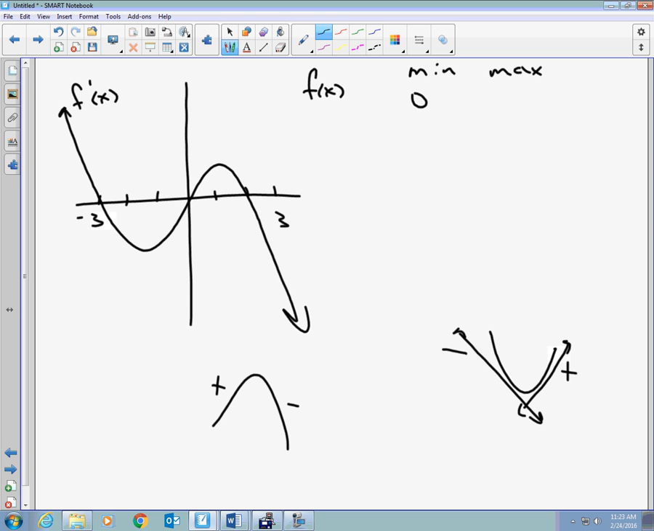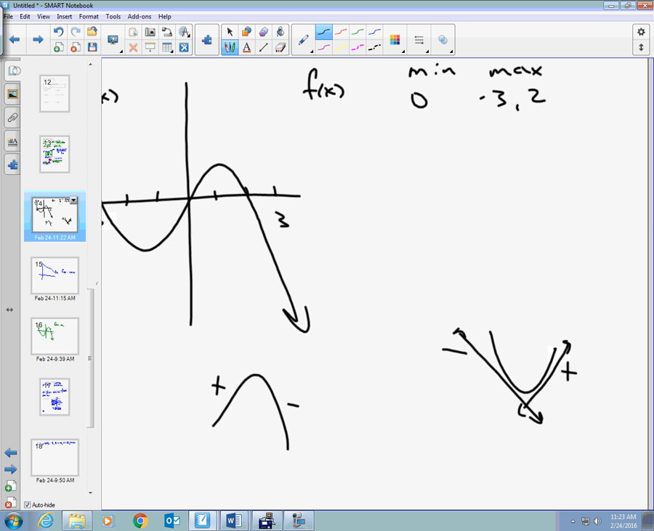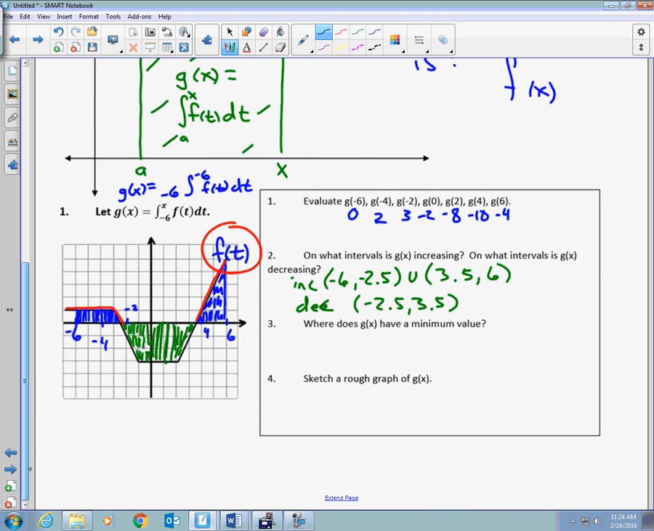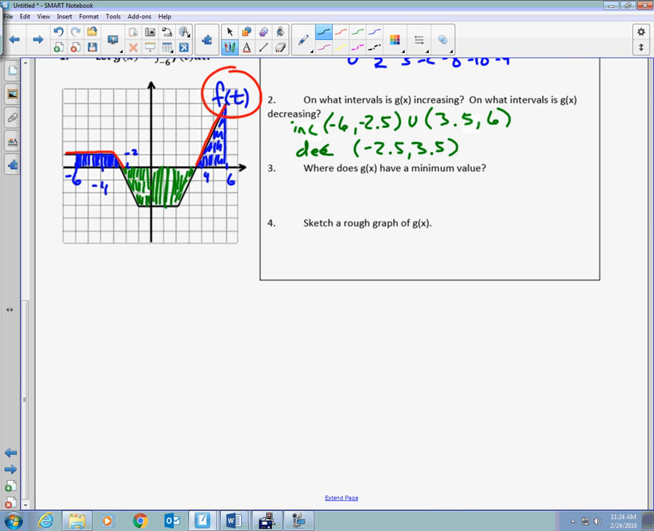Negative 3 and 2, right? Agreed? So let's apply that same piece. I brought it back to something we've learned before so we can understand this point right now. The question is, where does g of x have a minimum? Where its derivative changes from negative to positive. What's its derivative? F of t. Yeah, it changes from negative to positive at 3.5.